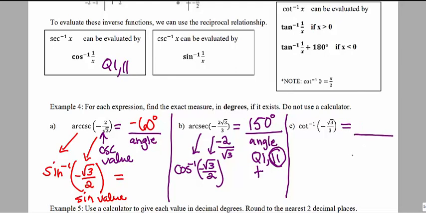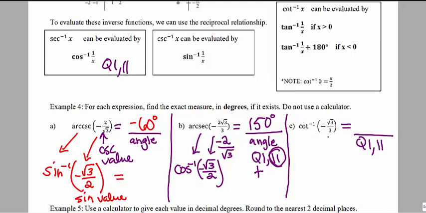Last one here, cotangent inverse of negative square root of 3 divided by 3. And for cotangent, we have to report values from quadrants 1 and 2. Just like secant and cosine, all three of those, we look in quadrants 1 and 2. And for this one, let's think about what the cotangent value is.